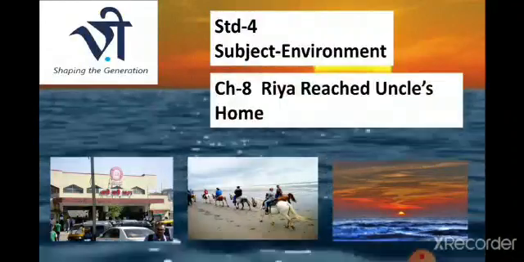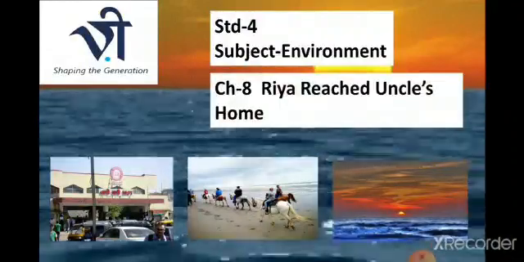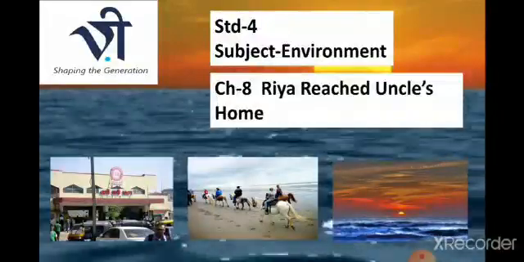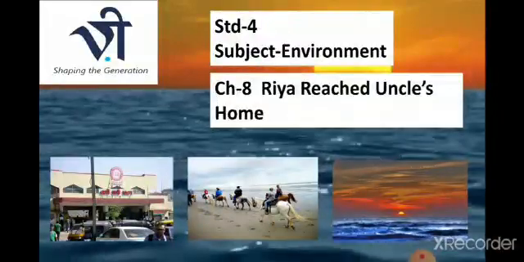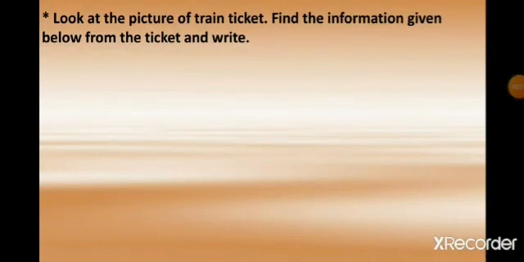Today we will continue with the chapter Ria Reached Uncle's Home. In today's video we will discuss about train ticket and train timetable. So let's start. Now look at the picture of train ticket. Find the information given below from the ticket and write.